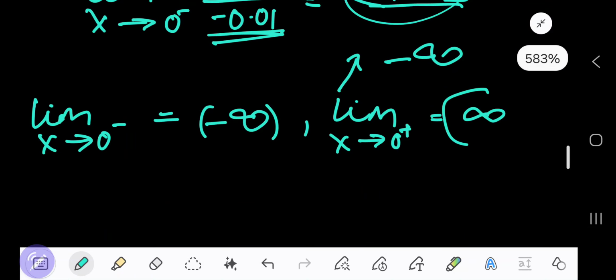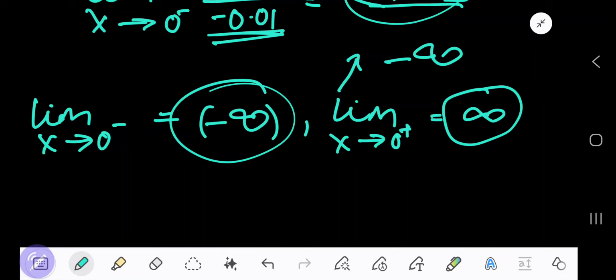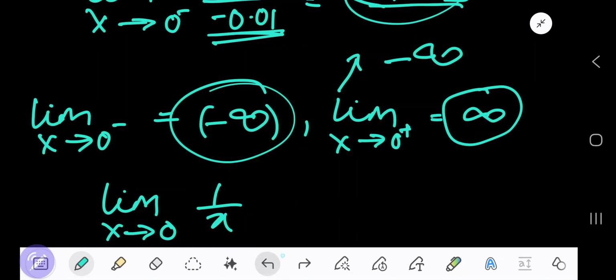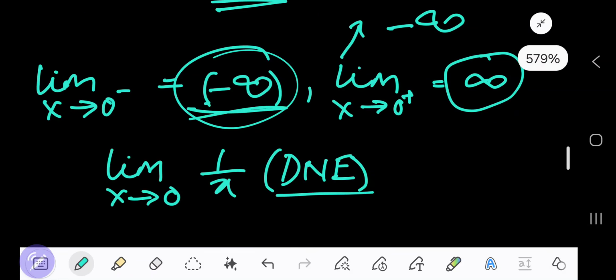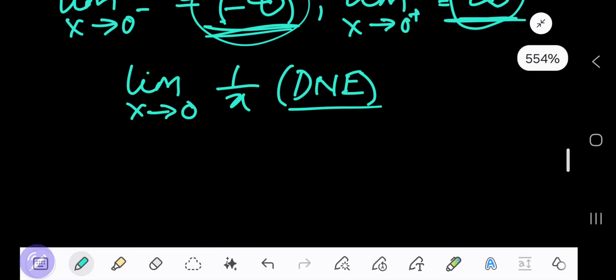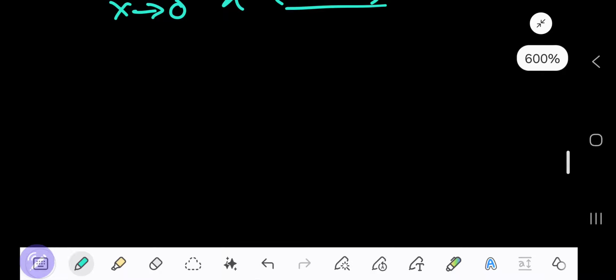Since both of these values are different, one negative and one positive, we can say that the limit as x approaches 0 from either side of 1 over x does not exist. It does not exist because these two values are different. And that's basically the basic concept behind infinite limits. Alright, let's start with some questions now.